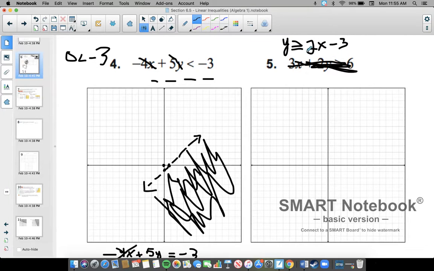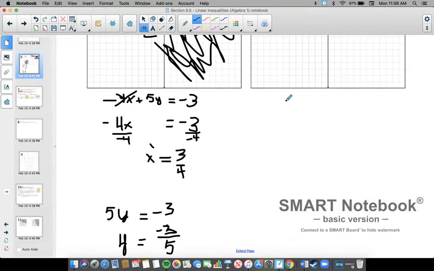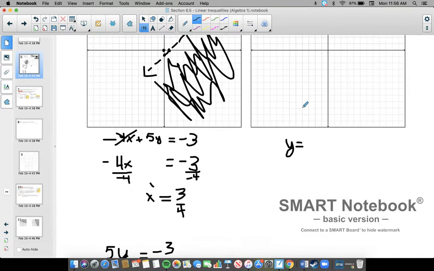We should start first with, is it a solid or dashed line? It's underlined, it's greater than or equal to, so that means I'm going to have a solid line. Okay? Now, moving on. Now we change it to equals. So y equals 2x minus 3.